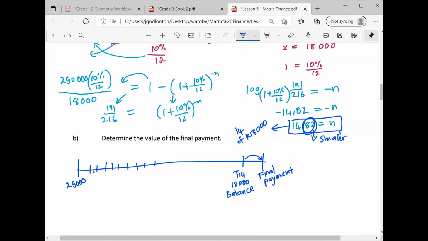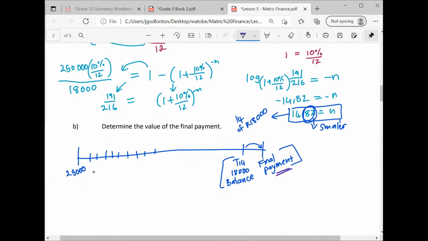So all we have to do is find the balance of the loan at time period 14 and then add 1 month of compound interest. Now, if you're struggling with this last bit, the final part over here, that's okay. But what I really want you to try and do is follow that 3-step program to see if you can find the balance of the loan at time period 14.